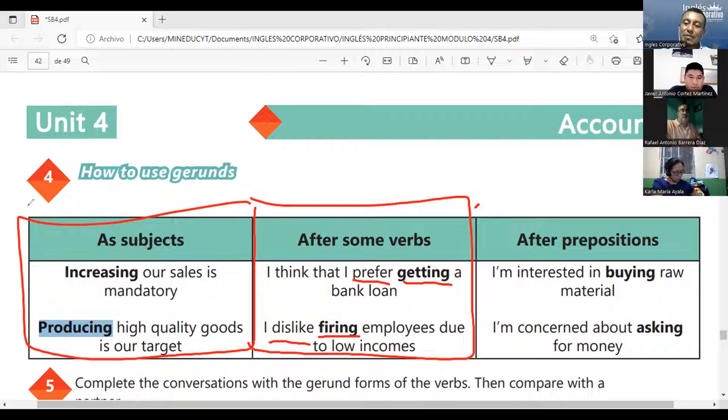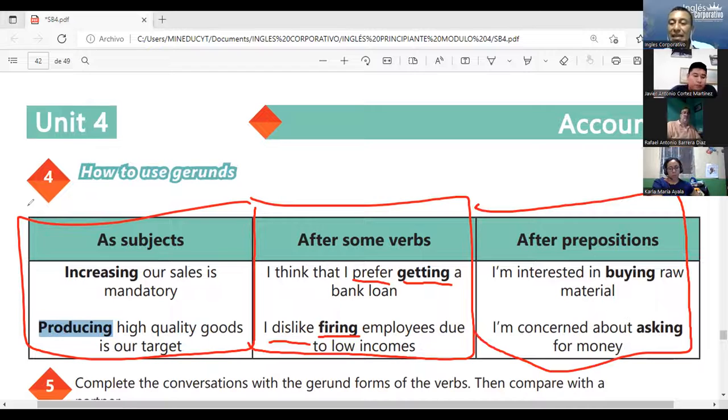And the last part. La última parte. The last part. Vamos a poner ing después de preposiciones. For example, I'm interested in. In es la preposición. El verbo que sigue la preposición va con ing. I'm interested in buying raw material. Estoy interesado en comprar materia prima.